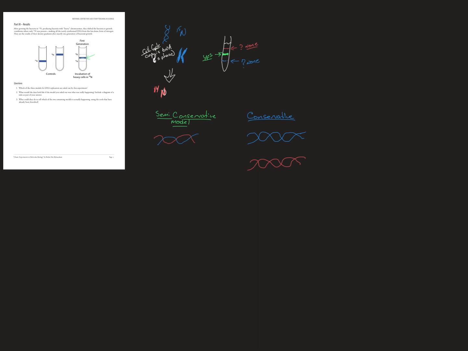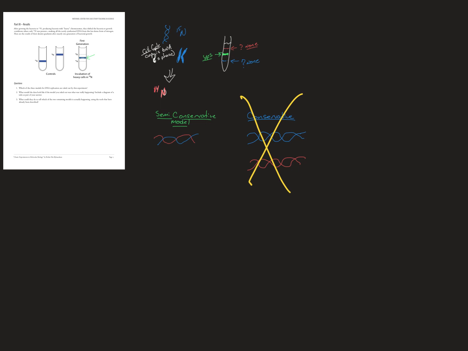So that one's not true because of what we got so far. If the conservative model were true, then we would see two bands. We only see one in the middle in between heavy and light. So it's not this one. So we know at this point it is not conservative.